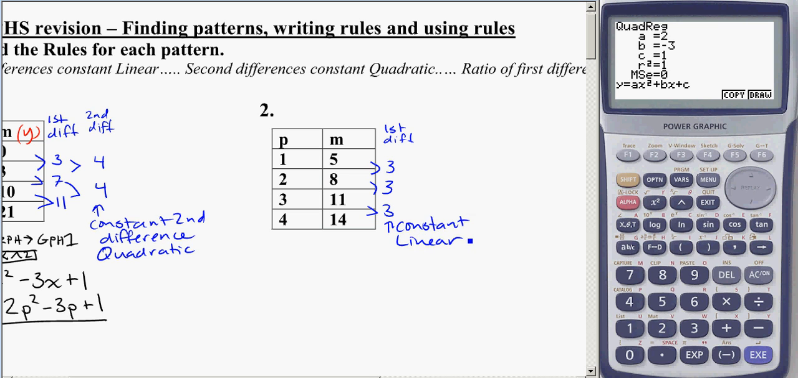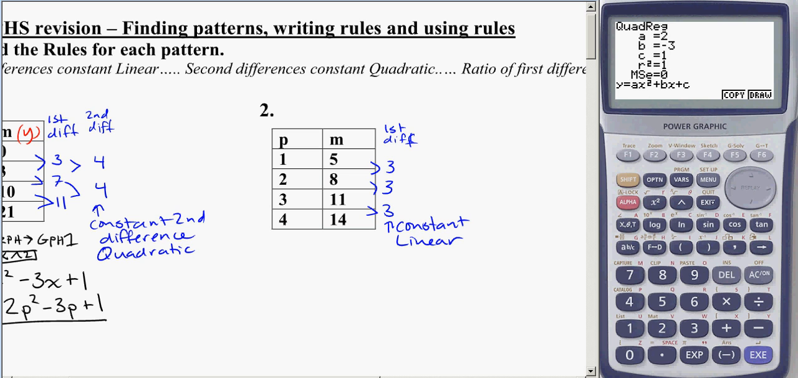So I know if my first difference is constant, we have a linear equation because the first differences are constant. So if I'm going to find the rule for a linear equation, many of you guys know how to do that by hand. I'm not going to go over that one again, because if you know how to do that, you're probably in good shape, but I am going to go through how to do it on the calculator again.